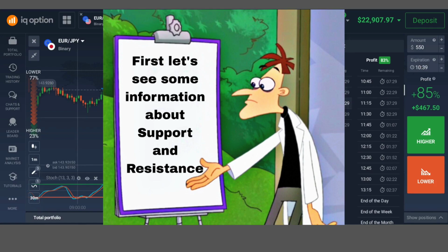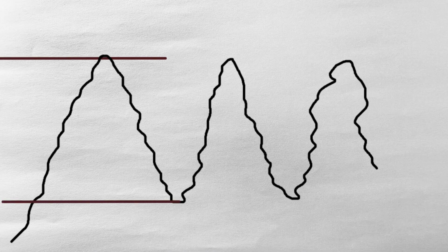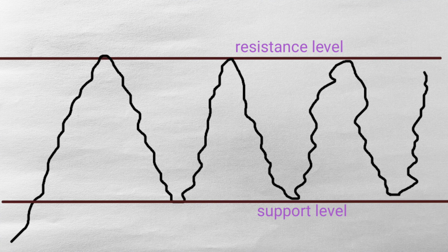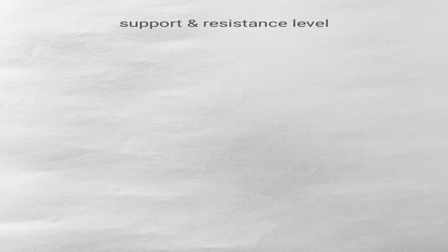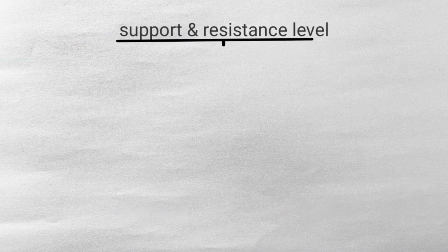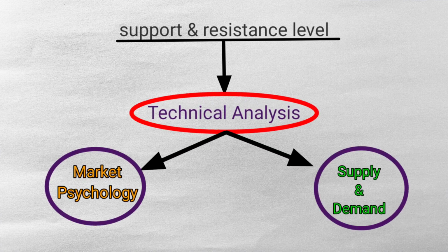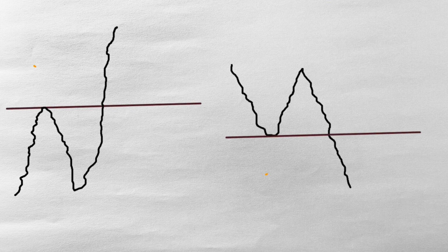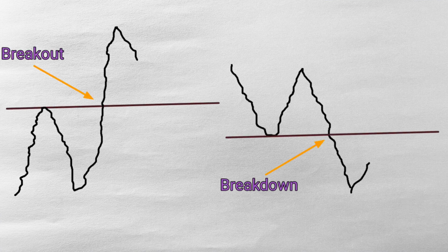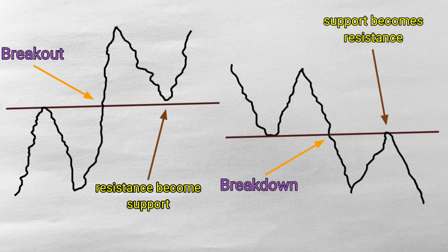Support and resistance levels are important points in time where the forces of supply and demand meet. These levels are considered important by technical analysis while determining market psychology and supply and demand. When these support and resistance levels are broken, it is assumed that the supply and demand forces that created this level have moved. In such a situation, new levels of support and resistance will be established. Now listen carefully from here.